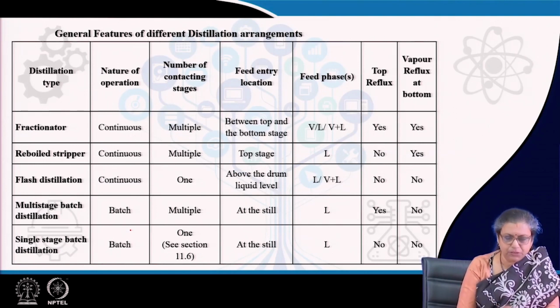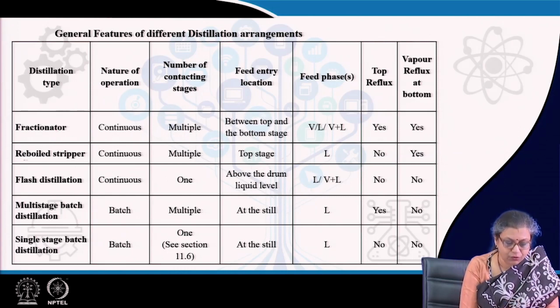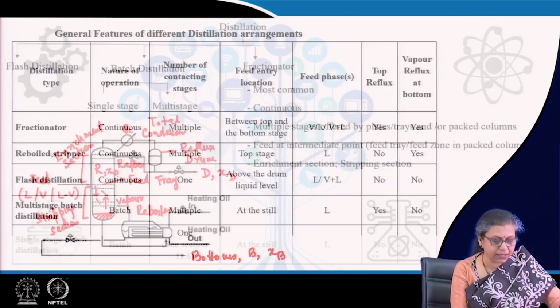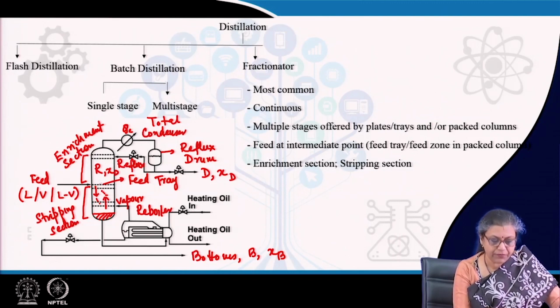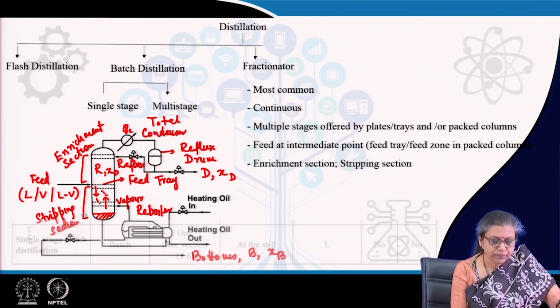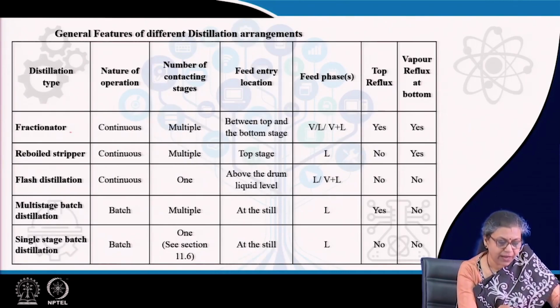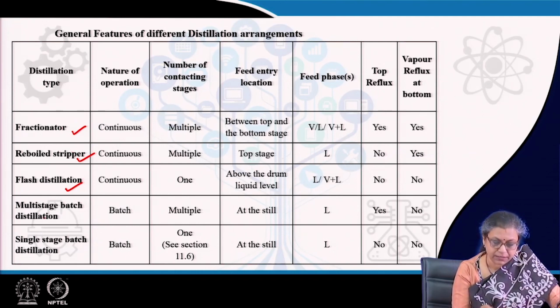There is not much for me to discuss here. One thing I forgot to say: the reboiled stripper does not have the enrichment section. Feed is introduced from the top and then it flows down. So, we usually have a stripping section. For all these cases, the fractionator, the reboiled stripper, and the flash distillation are continuous processes, and the fractionator, reboiled stripper, and multi-stage distillation column have multiple stages. Flash and the simplest batch distillation have one stage each.